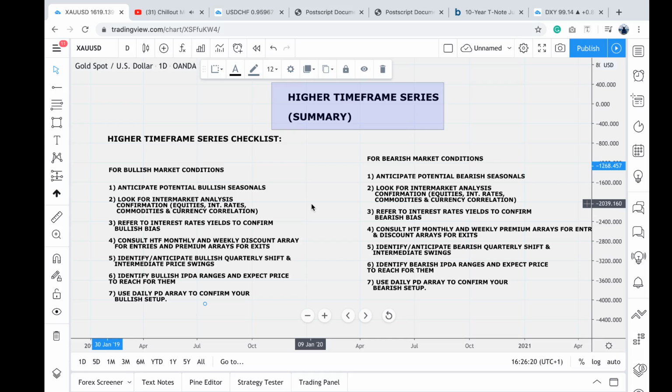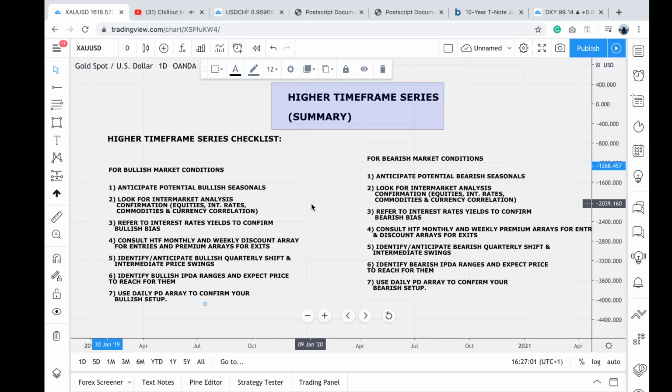So you refer to the interest rate yields to confirm if your bias is bullish. What that means is, if you're looking for a bullish DXY, you want to see the bond market go bearish. You look for bearish bond prices, because if bond prices are going lower, that causes DXY to go higher due to higher yield from the bonds. If bond prices go down, bond yields go up, and if bond yields go up, the currency goes higher. That sums up fundamental analysis.